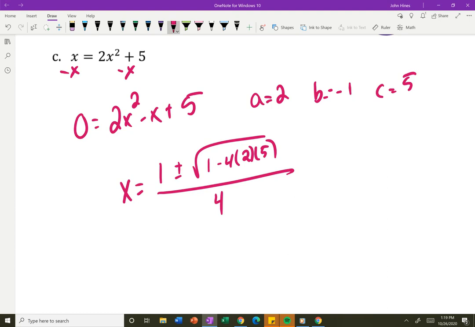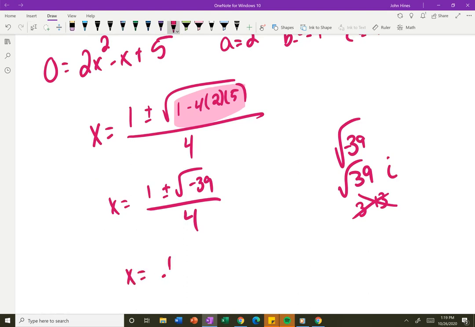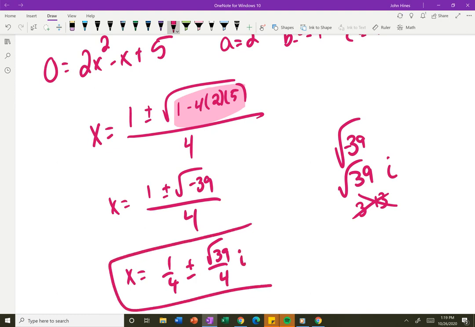All right, now I need to type this in here. 1 minus 4 times 2 times 5. Type in my discriminant, which comes out to be negative 39 over 4. Well, the square root of negative 39 is radical 39i. And when I think of 39, I think of 13 and 3, but those aren't perfect squares, so we're done. 1/4 plus or minus radical 39 over 4 with an i next to it. Those are my zeros. And again, I'm not surprised they're complex because my discriminant came out to be negative.